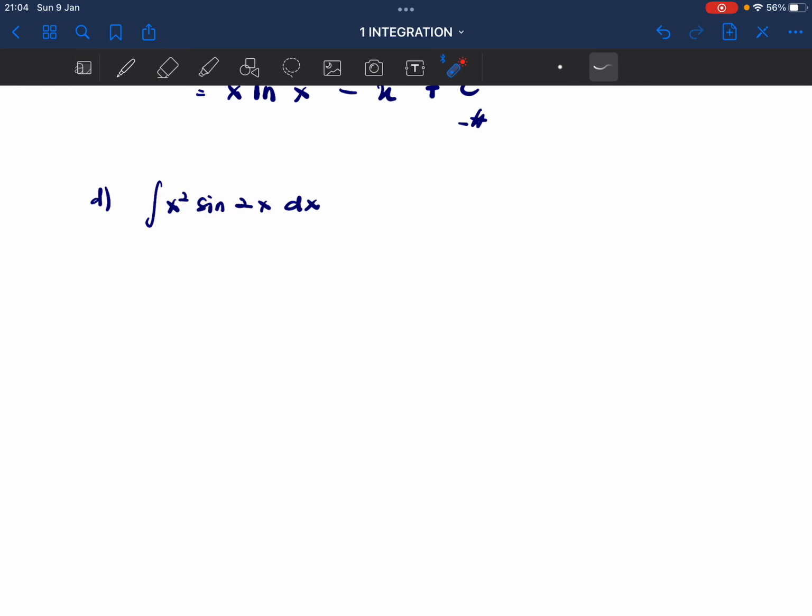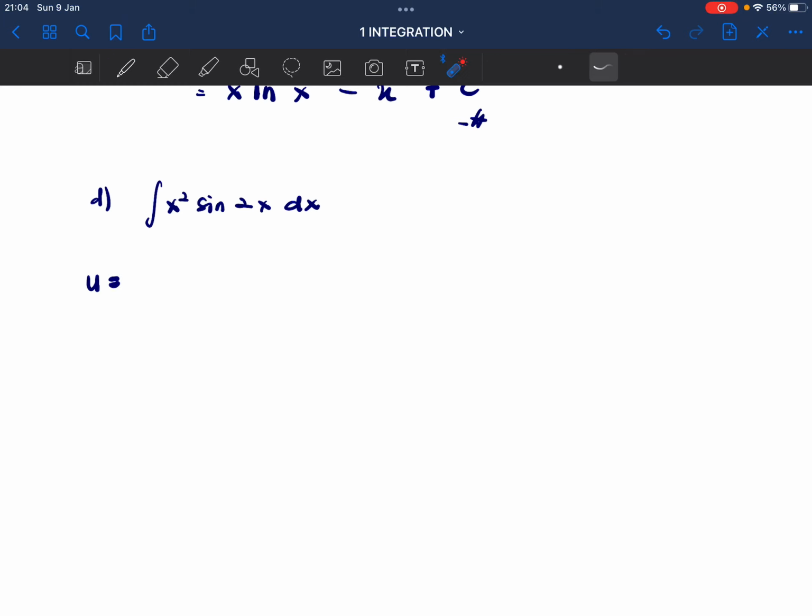Okay, can we use substitution? If we choose this one, let's say u is equals to x square, you get du equals to 2x. Okay, there is 2x here, but remember you cannot separate this 2x dx. This one thing is considered as 1. So we cannot use substitution, therefore we will use by part.